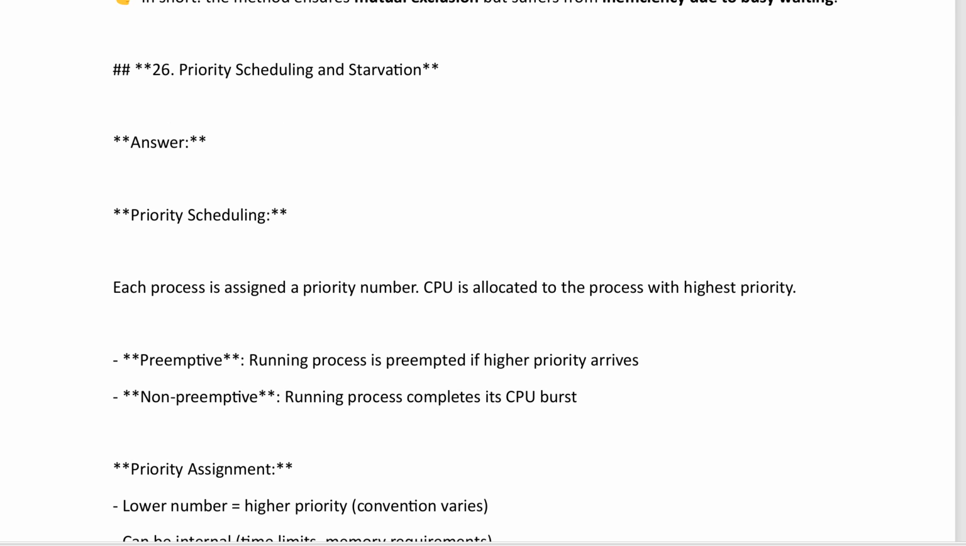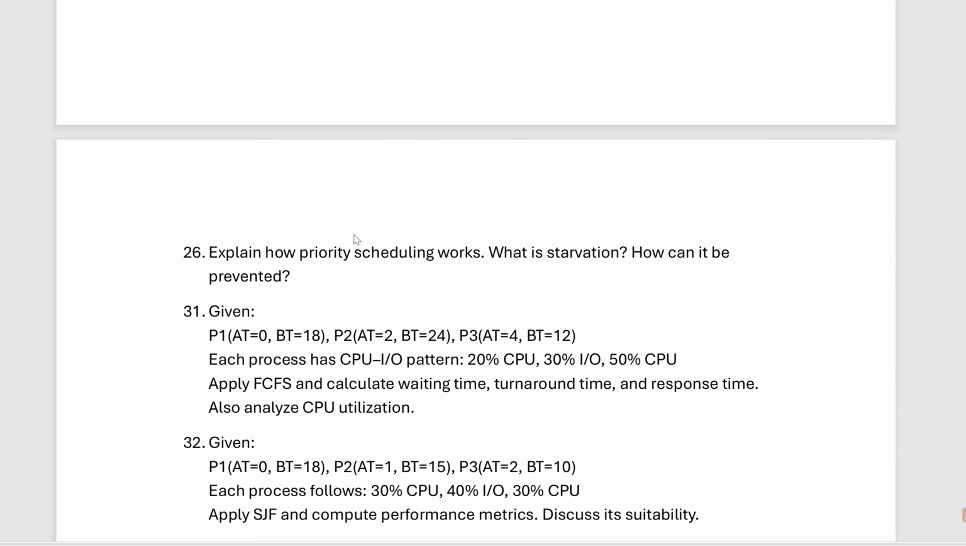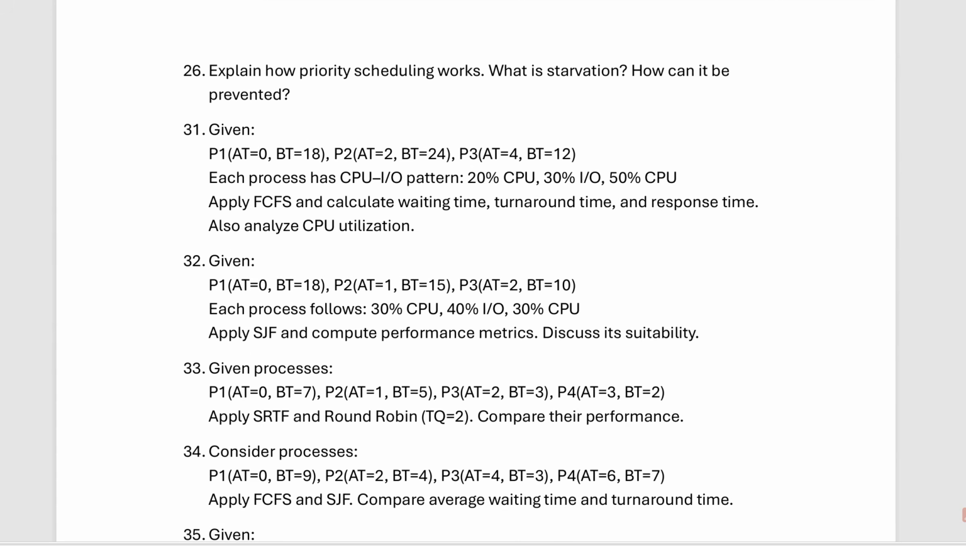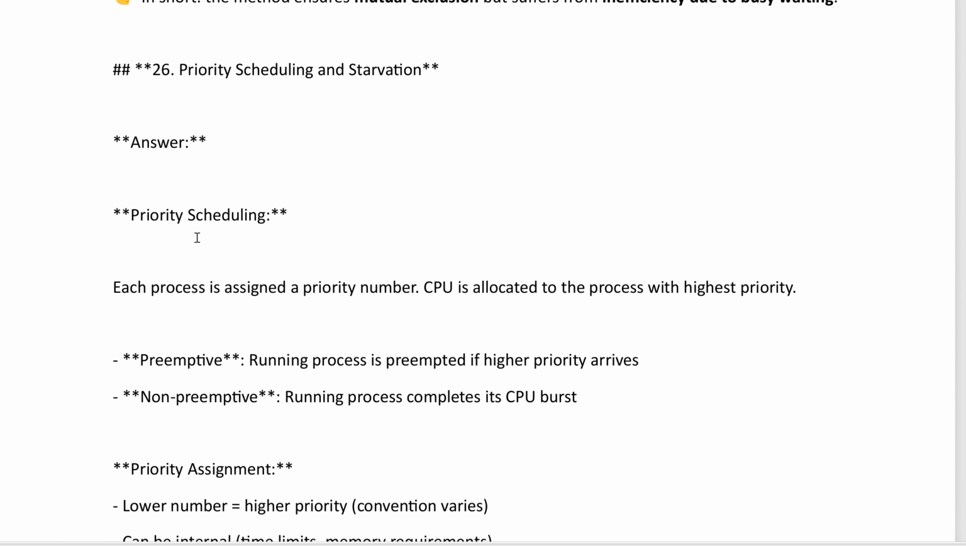Next question is question number 26. Explain how priority scheduling works. What is starvation? How can it be prevented? So, priority scheduling. Each process is assigned a priority number. The CPU is allocated to the process with the highest priority.